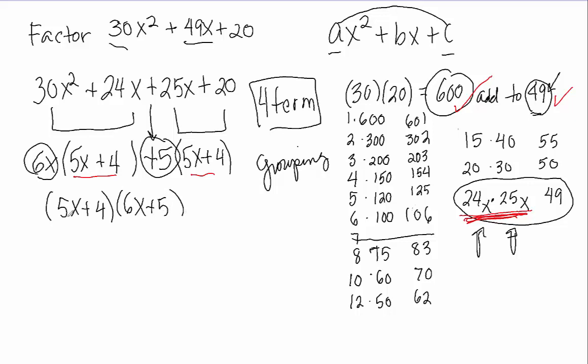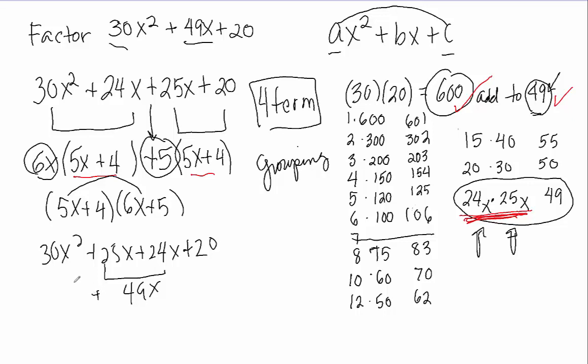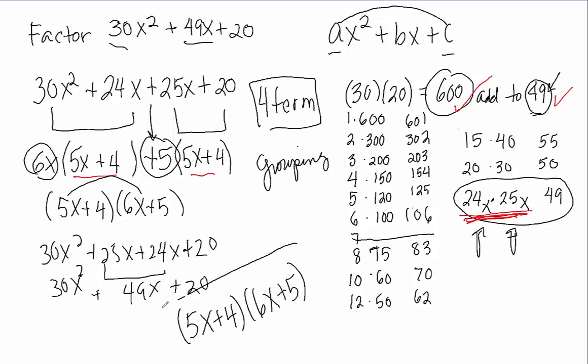Now, if you check this by distributing, or foiling if you want to call it that, you'll get 30x squared plus 25x plus 24x plus 20. And of course, these two will combine to give you 49x. So that is how 30x squared plus 49x plus 20 will factor: 5x plus 4 times 6x plus 5. That's my final answer.